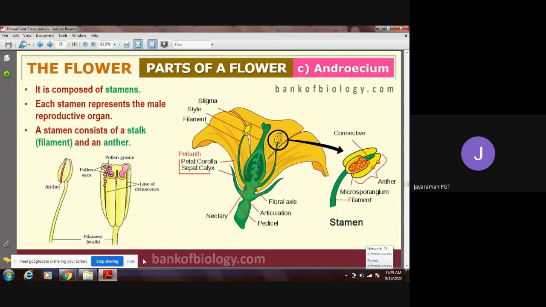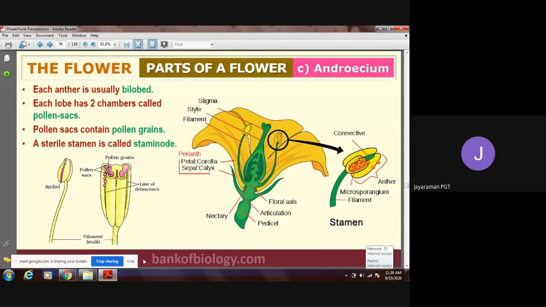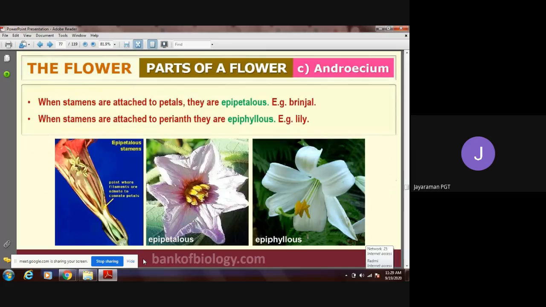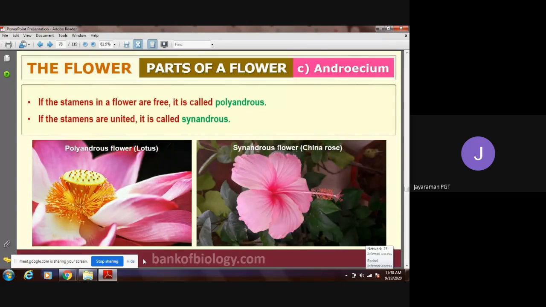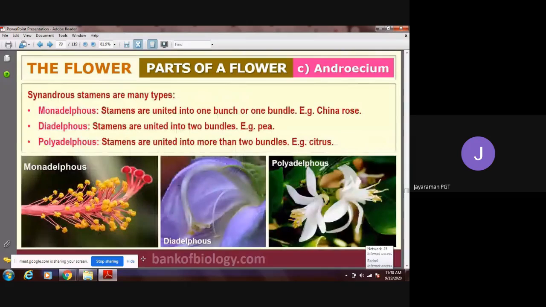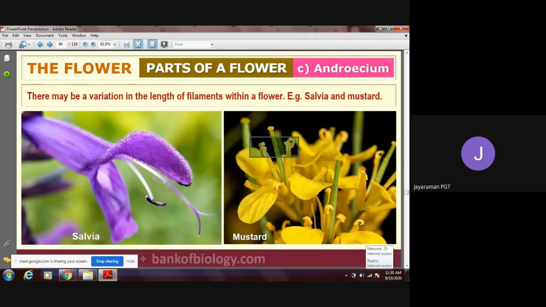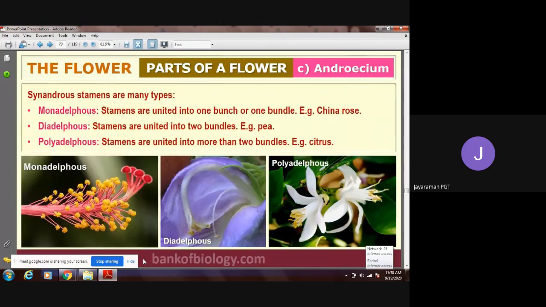Then coming to the stamens. Stamens have anther and filament. When stamens are sterile, it is known as a staminode. When stamens are attached to petals, it is epipetalous. When stamens are attached to the perianth, it is epiphyllous, in monocots like lily. Stamens are free or united. Free is polyandrous, united is synandrous. It can be united to form one bundle, two bundles, or many bundles: monadelphous, diadelphous, polyadelphous. The length of the stamens may vary. So these are the various points we discussed today.